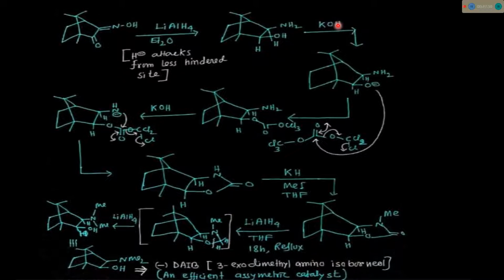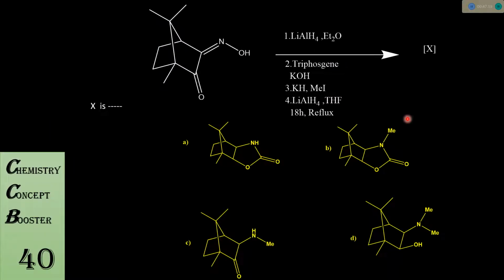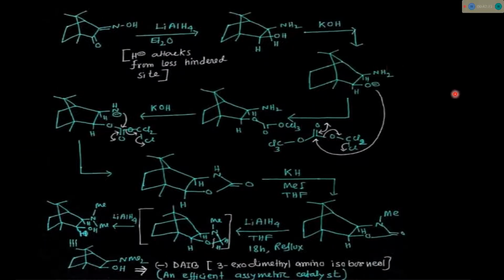Then KOH is there. It will abstract this OH hydrogen to form O minus. Now this is triphosgene. We all know that in the question only the name triphosgene is given, the structure is not given. So we all know phosgene, that is COCl2. So COCl2 means phosgene. This is called triphosgene.